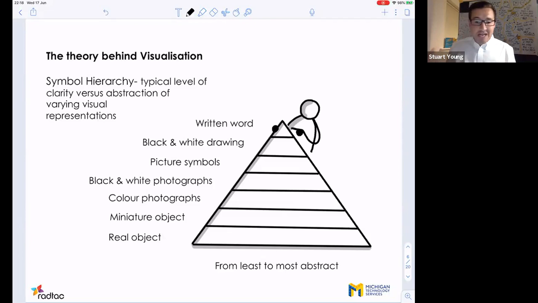But it's really interesting. The symbol hierarchy suggests the level of clarity versus abstraction of varying visual representations. So for example, if we weren't locked in and you went across the pond, if I was trying to explain a grey elephant, the best thing I can do is bring that real object into the room. And then we go further up this pyramid and we find information becomes a little bit more abstract.